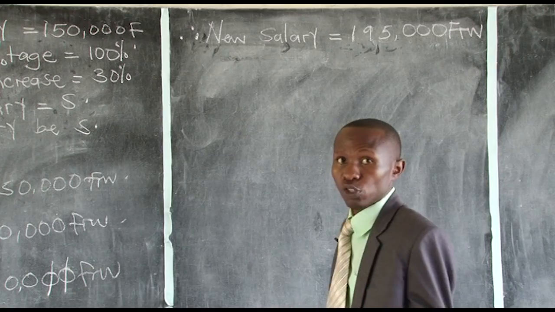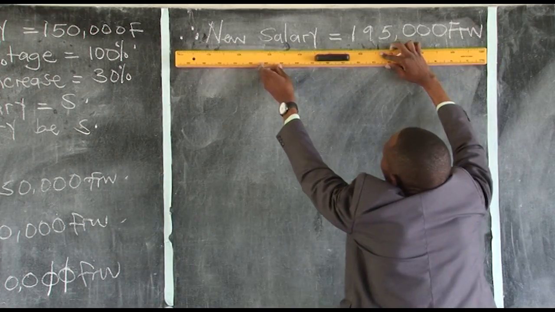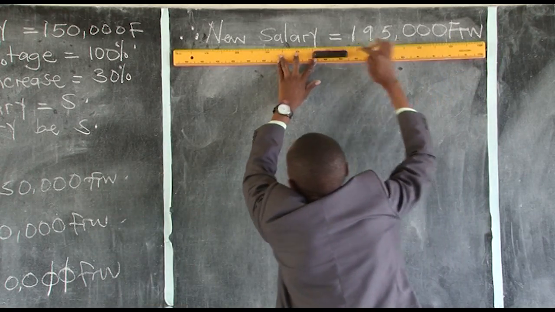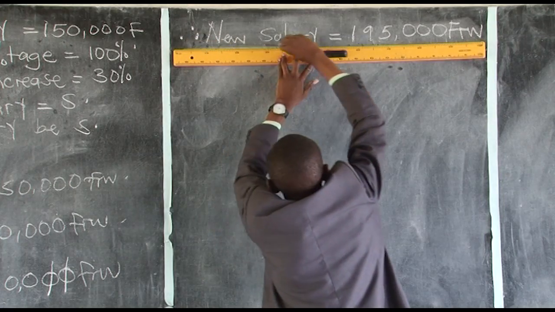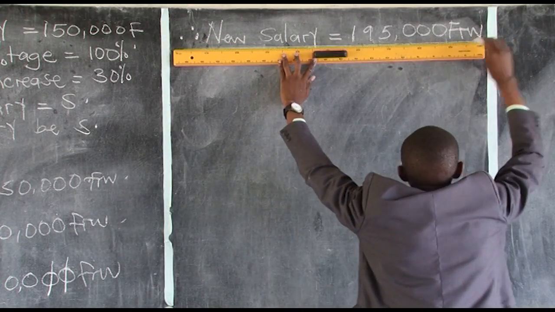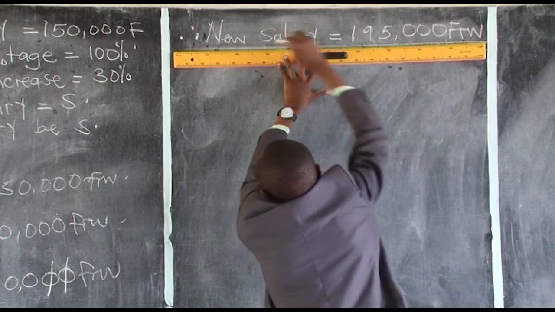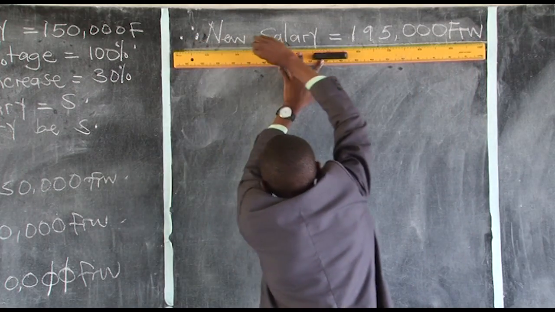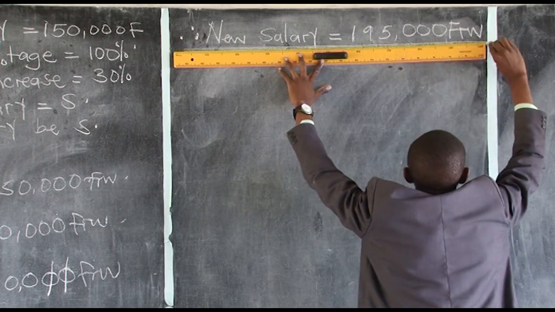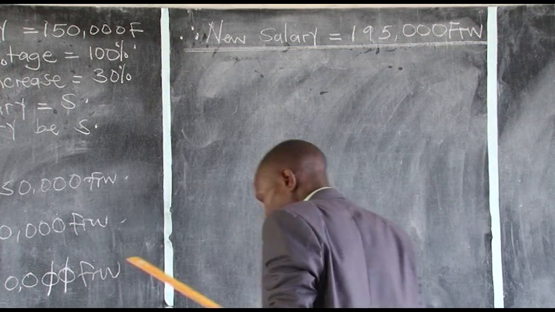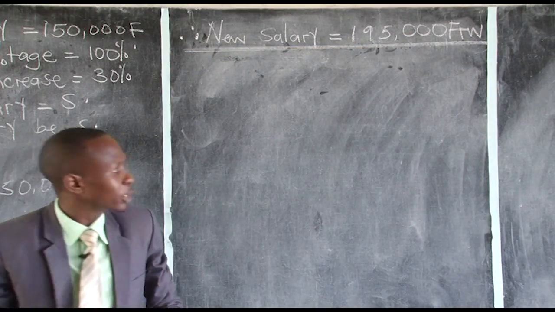After there, get your ruler and underline your work. When you use a ruler to underline, your work will look neat. And once it looks neat, your teacher will take a step and mark you in the right way. There will be nothing like complaining, "Teacher, you have not marked me this number."